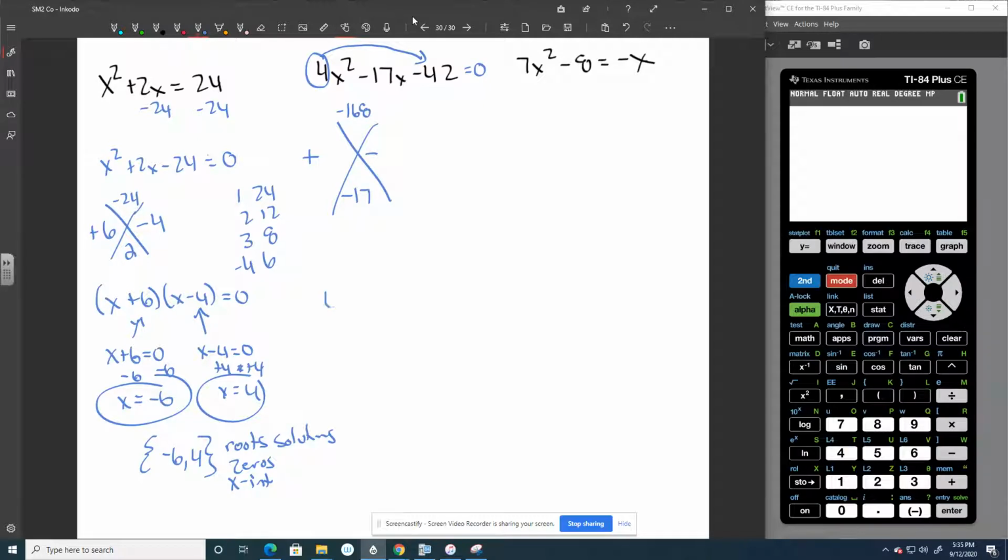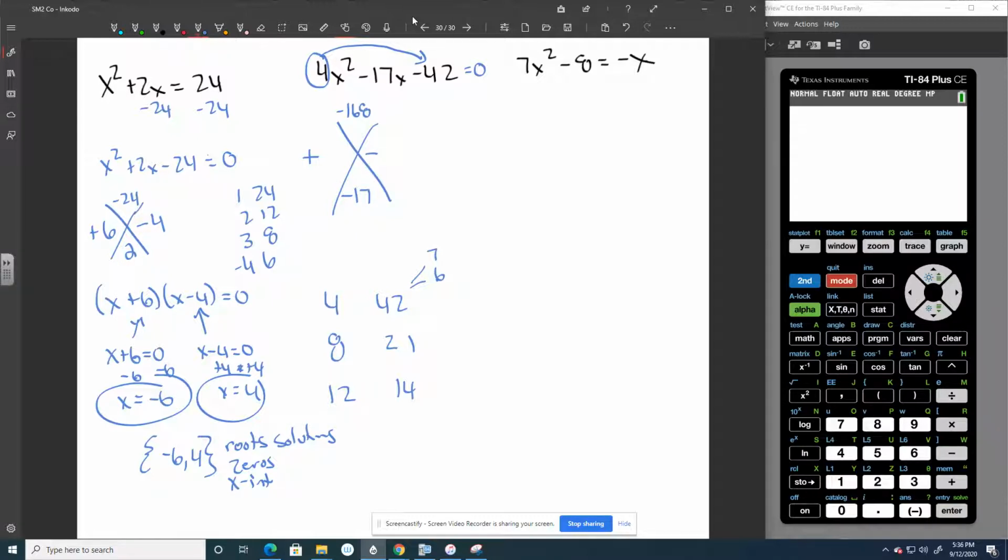168 is going to be what? Well, we know it's 4 and 42, but those don't add up to 17. But we could do 8 and 21. Those still don't get me to 17. How about, what else could we do? If this, what does 42 factor into? That's 7 times 6. So what if we do 12 times 14? Not even close. I'm getting too close together.